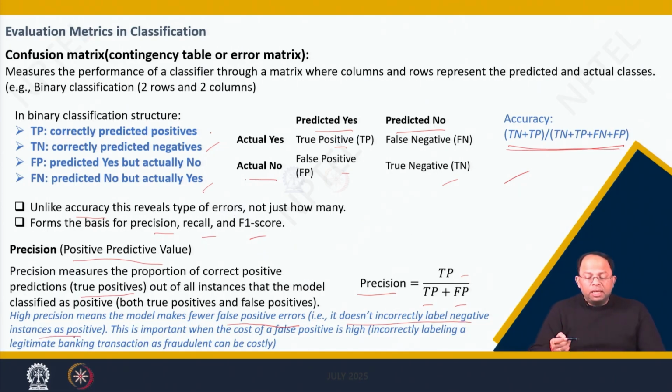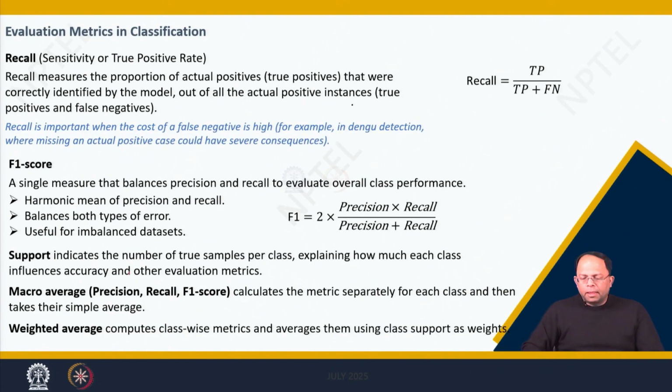Now, this has very high connotations. So, why is it important? It is important when the cost of a false positive is very high. That means if I incorrectly label a legitimate bank transaction as fraudulent, and I start an investigation on it, right? This could be costly. So, if the cost of a false positive is very high, then I have to make sure that the number of false positives is low. That is where the precision metric helps.